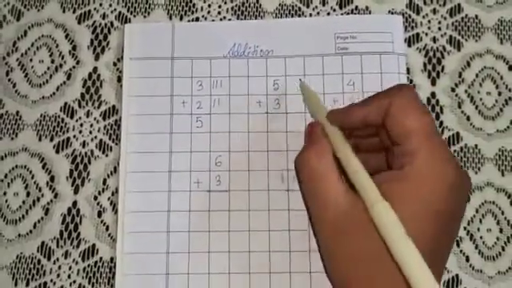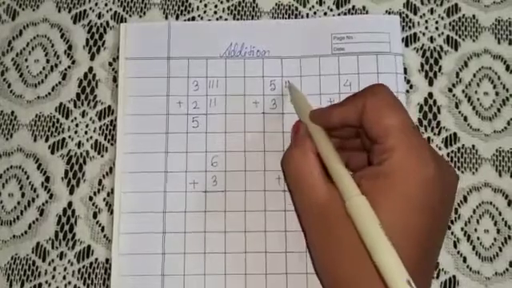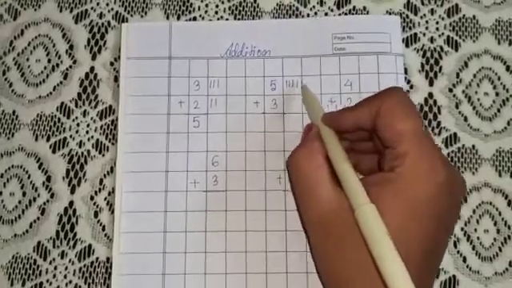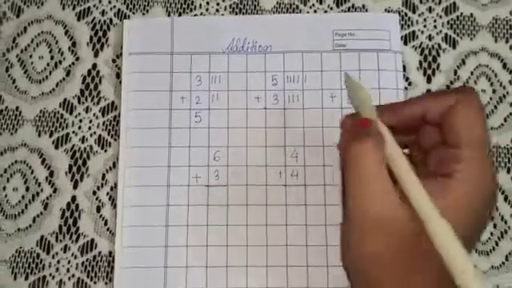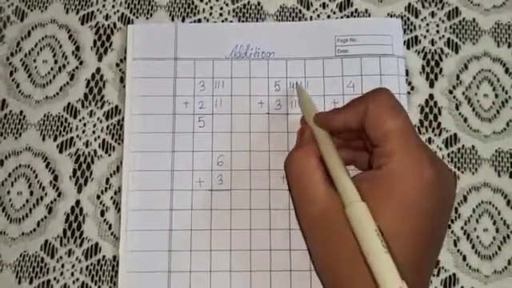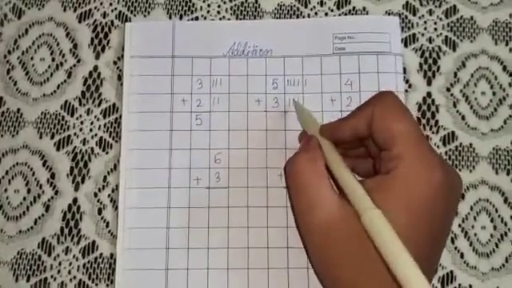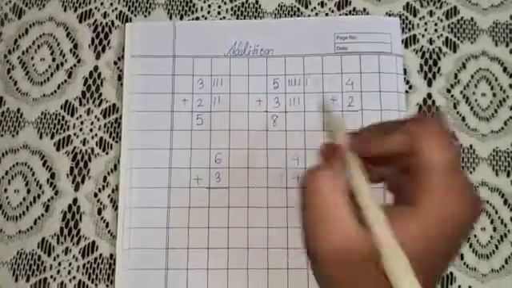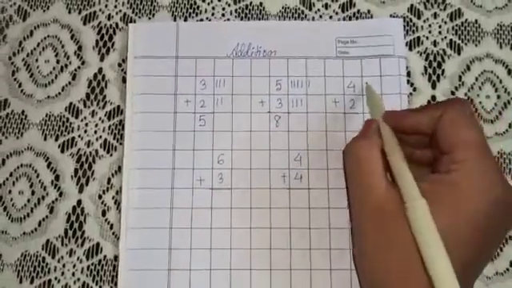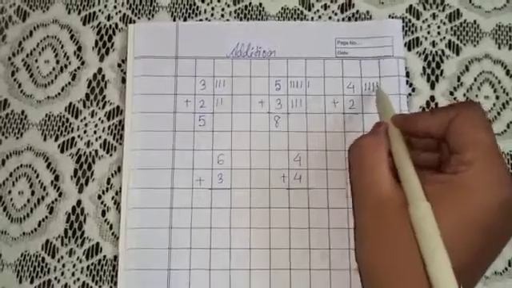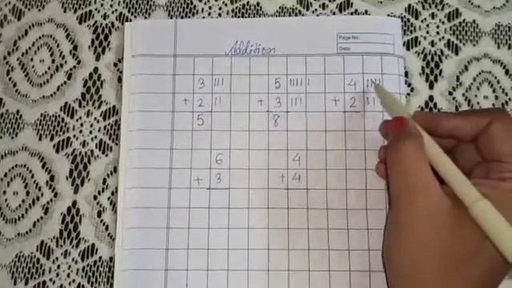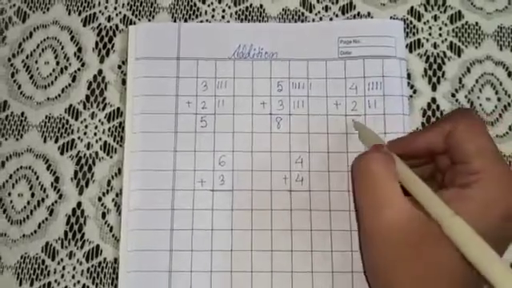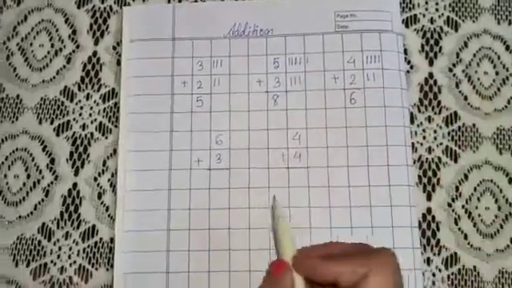It's 5. Make 5 lines. 1, 2, 3, 4, 5. It's 3. 1, 2, 3. Now count 1, 2, 3, 4, 5, 6, 7, 8. The answer is 8. It's 4. 1, 2, 3, 4. It's 2, 1, 2. Now count 1, 2, 3, 4, 5, 6. Answer is 6. Next one.